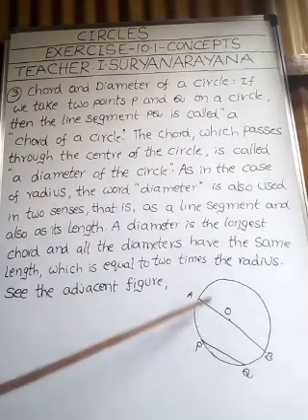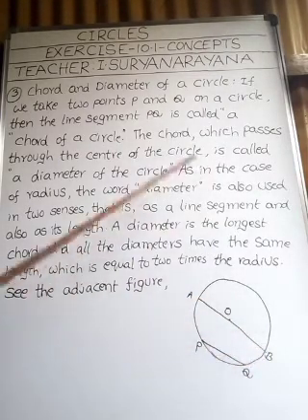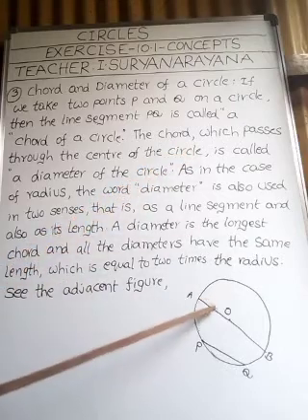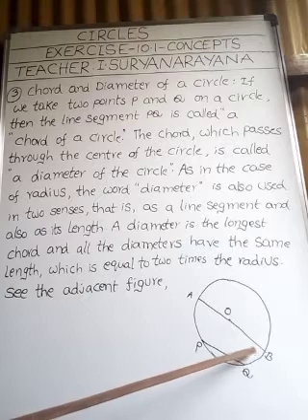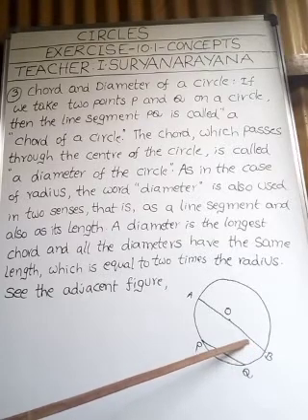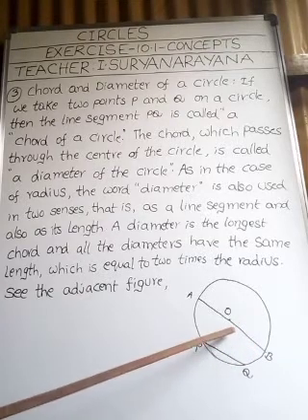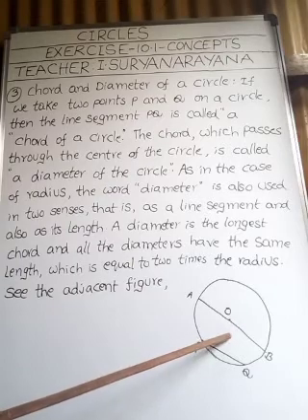In this case, this chord is called diameter, a special case. This chord is specially called diameter of the circle. Understood the difference between chord of a circle and diameter of a circle, my children?